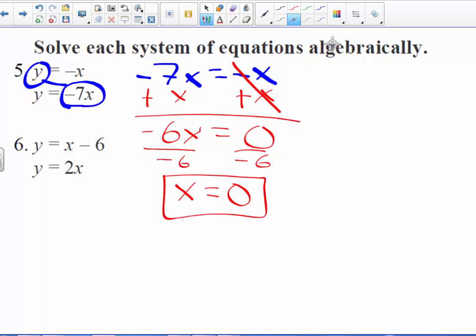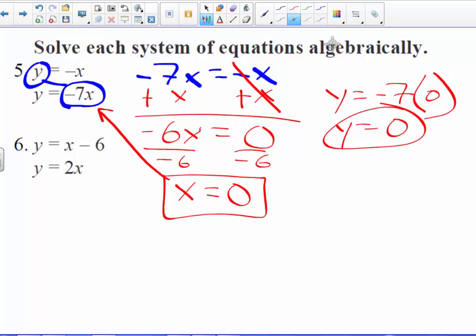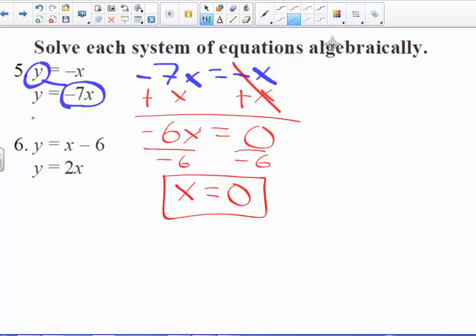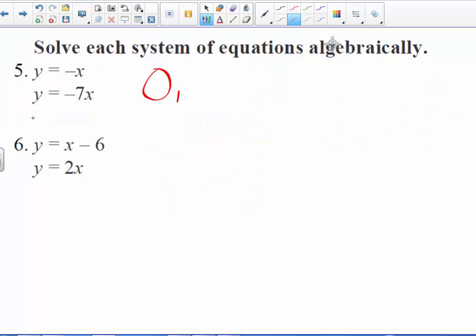Plug it in for y. Sorry, plug in the x here. Y equals negative 7 times 0. Plug in the x, 0. So y equals negative 7 times 0, which is 0. So y also equals 0. If you plugged in 0 for the x and for the y, 0 equals 0. Plug it in for the other one, 0 equals 0. Okay, so that works as our solution: 0, comma 0.